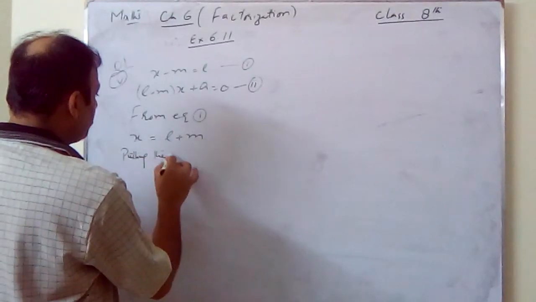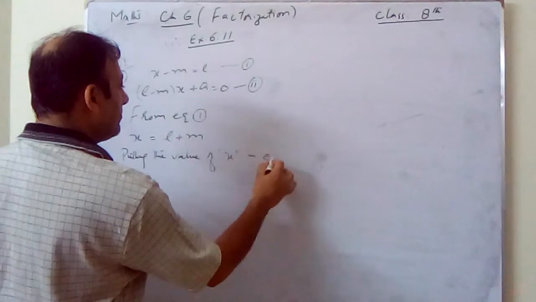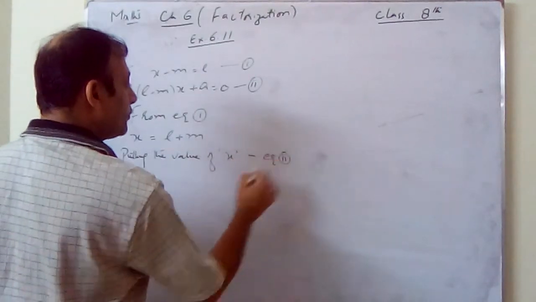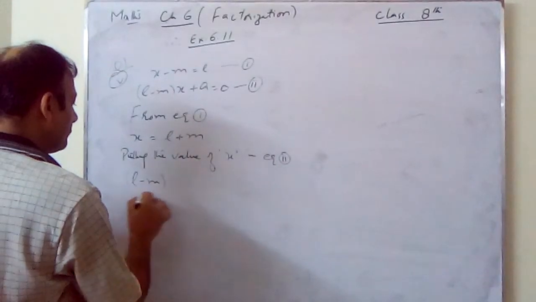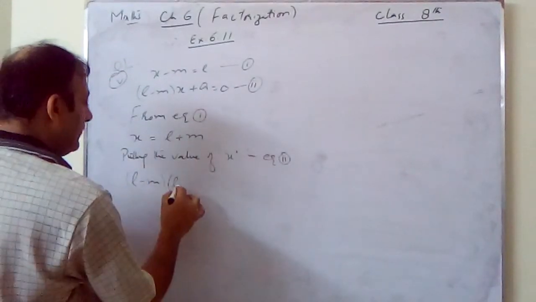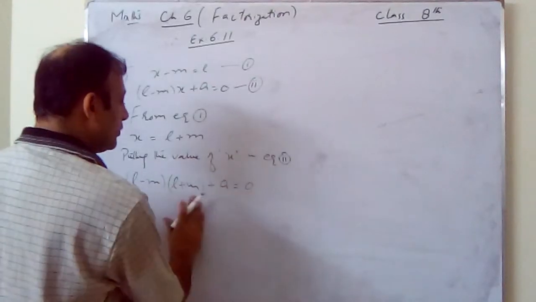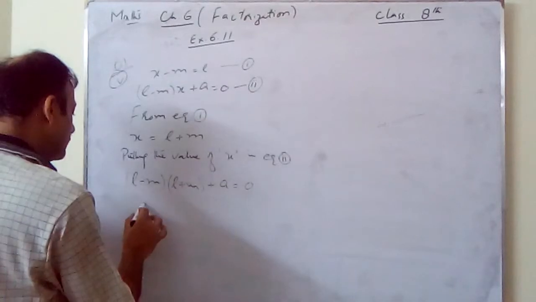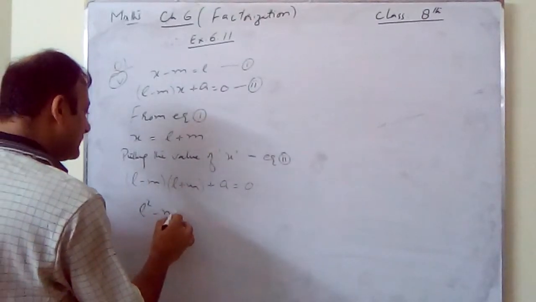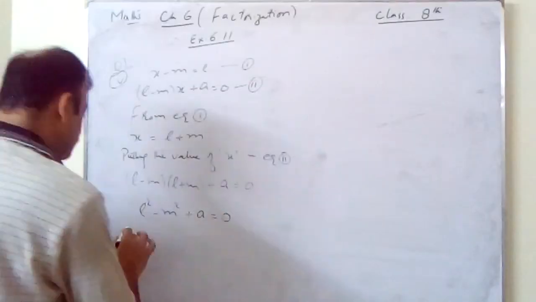Putting the value of x in equation number 2. So L minus m into L plus m plus a is equal to 0. So here simple a minus b into a plus b formula, that is L square minus m square plus a is equal to 0, which is the required equation.